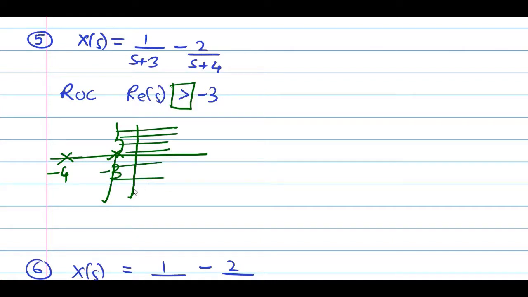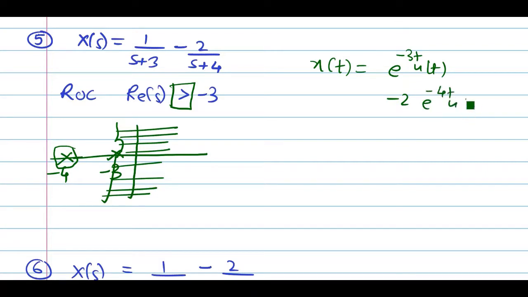If you look carefully, for both the poles it is towards the right hand side. If you are standing at this pole, where is the ROC going? It is going towards right hand side. Now if you are standing at minus 3, where is the ROC going? It is going towards right hand side. So for both the poles, as it is going towards right hand side, in the inverse u of t will come. So its inverse Laplace transform is x of t equal to e raised to minus 3t u of t, minus 2 is a constant, e raised to minus 4t u of t.